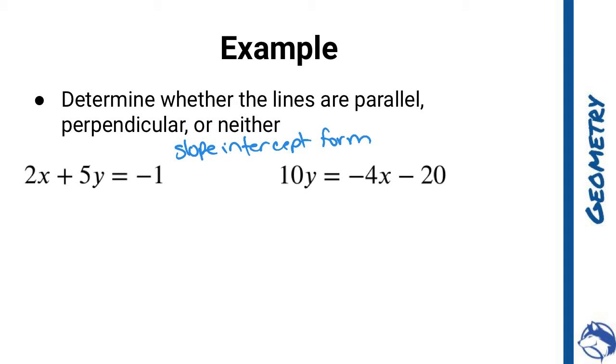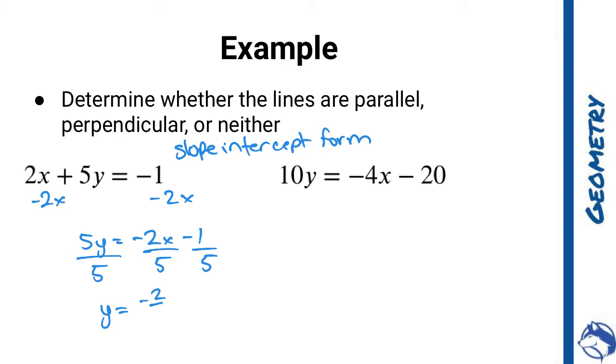And so what this is going to require us to do is to get everything but just the single y on the other side. So for this one, I'm going to start by subtracting 2x. And I get 5y equals negative 2x minus 1. Divide by 5. And I get y is equal to negative 2 over 5 times x minus 1 over 5.